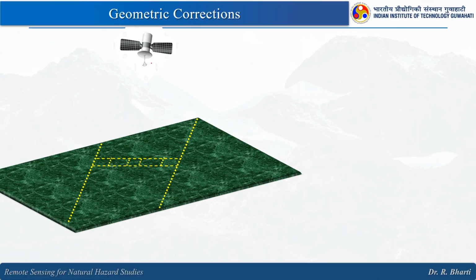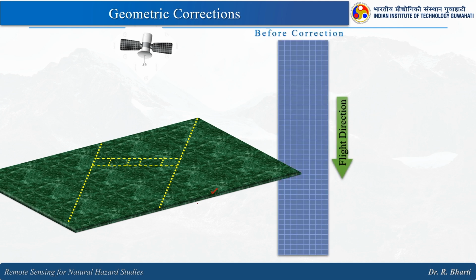Here you can see this particular sensor is looking at this particular ground, right, and before correction your image will look like this. Here you can see this is the before correction image. So you will get a strip, and then in this you will have all these pixels, right, and associated values.